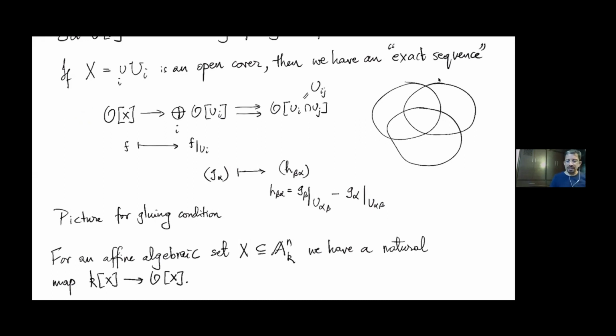Intuitively, all it means is that specifying a function on the union of these three open sets is the same as specifying a function on the first open set, a function here, and a function here, such that on the overlaps they agree. That's what this condition means, and that's what the exactness means. F goes to F restricted to U_i, and the composition should be 0. And what one is saying is that it's exact on the left also.